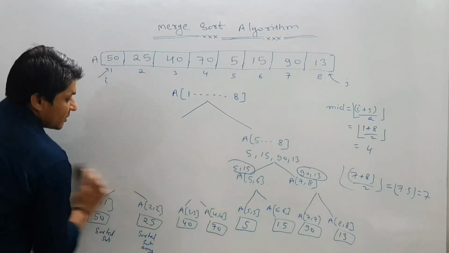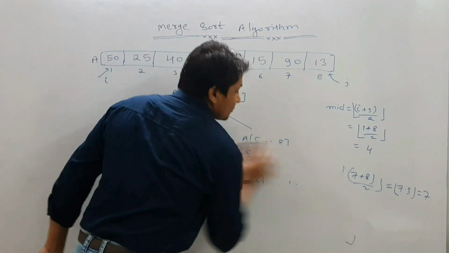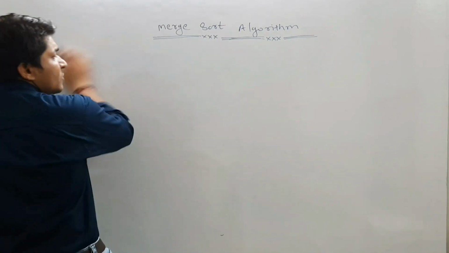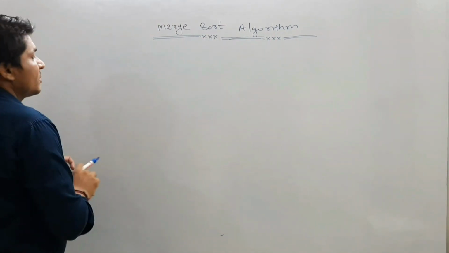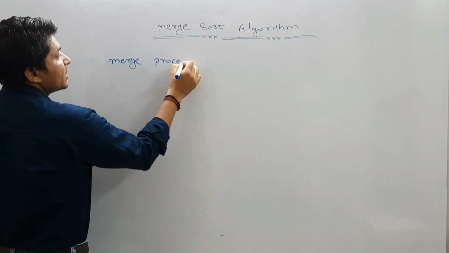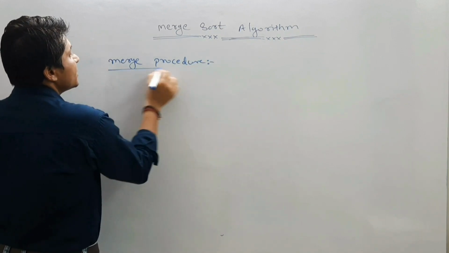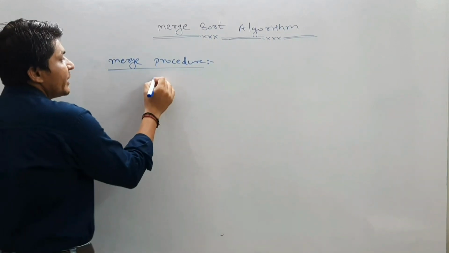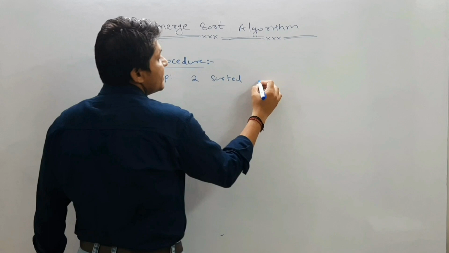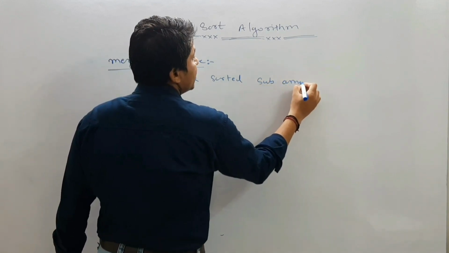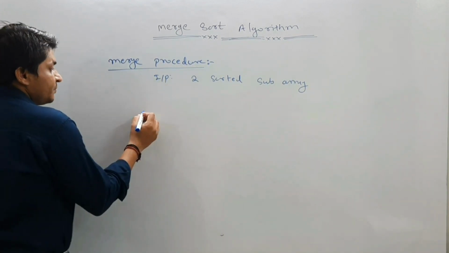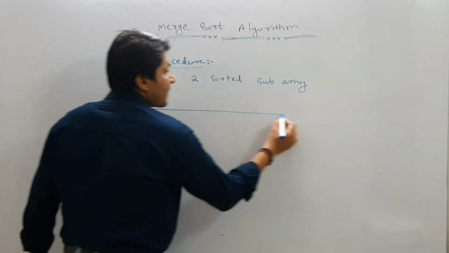So let me explain the merge procedure. So what is the merge procedure? In the merge procedure, what is the input? Input is nothing but two sorted subarrays. Two sorted subarrays it requires, then only you can merge. So let us assume, let me talk about the first case.